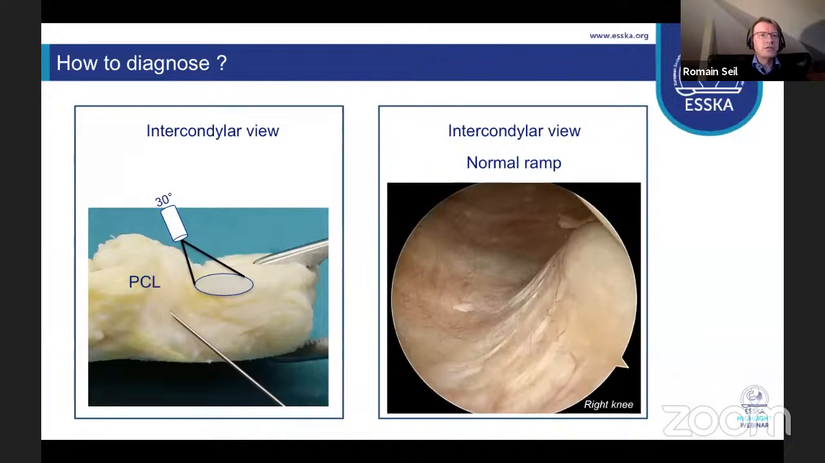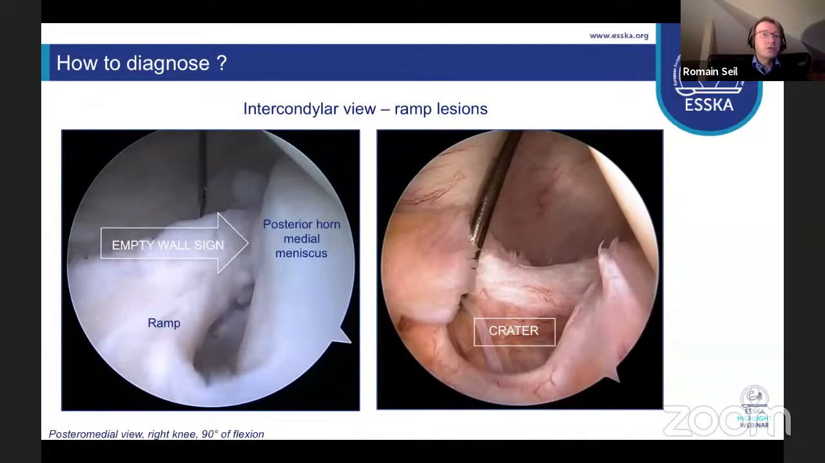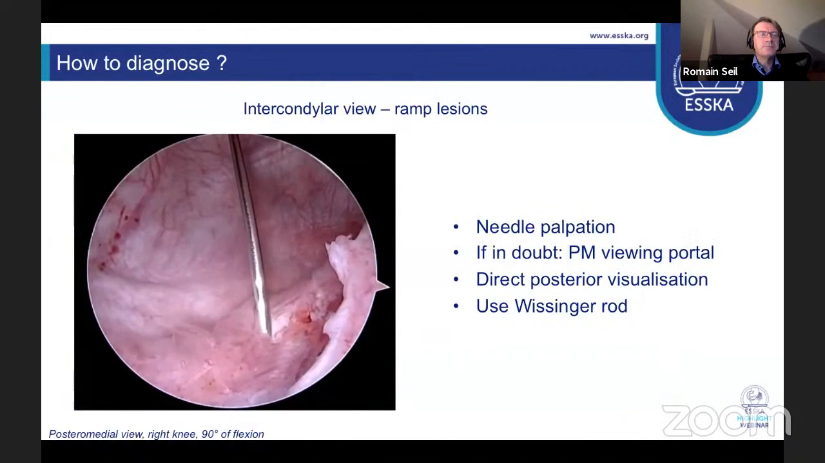How to diagnose these lesions? Actually, you can do it through an intercondylar view with a 30-degree scope, and that's what you see here on the right. The problem is that you don't see the entire ramp if you go from there. And what you can see in some lesions is actually these two pictures here. On the left, you see this empty wall sign. This is pretty typical, and the cleavage between the posterior horn and the meniscotibial attachment. On the right, you see a nice crater. So these are really big lesions, and these are the ones you need to stabilize.